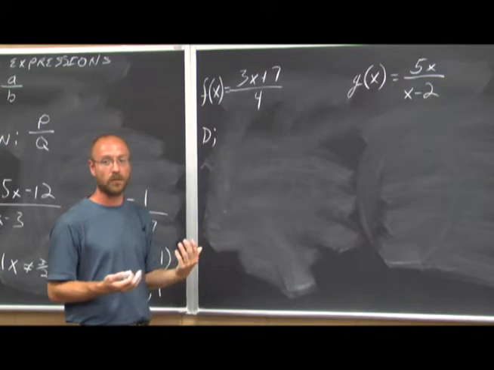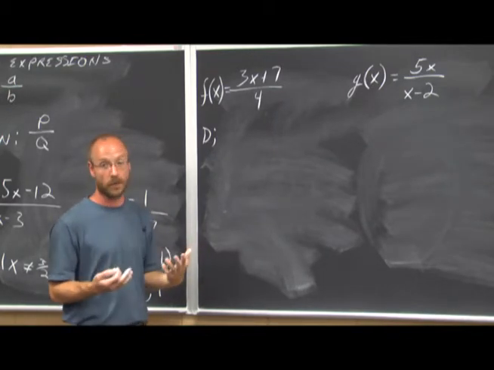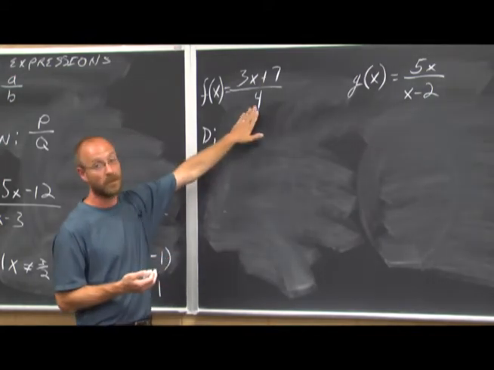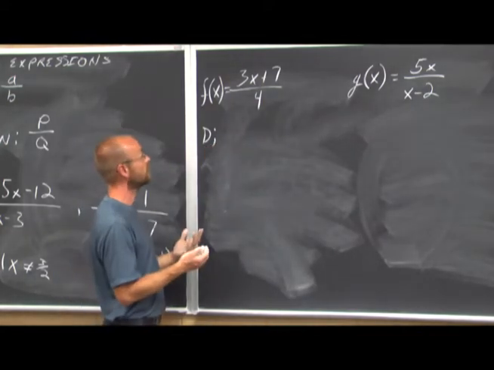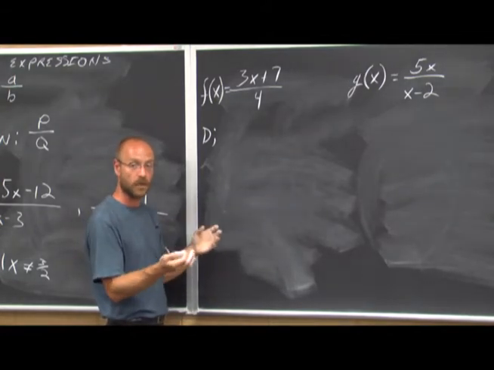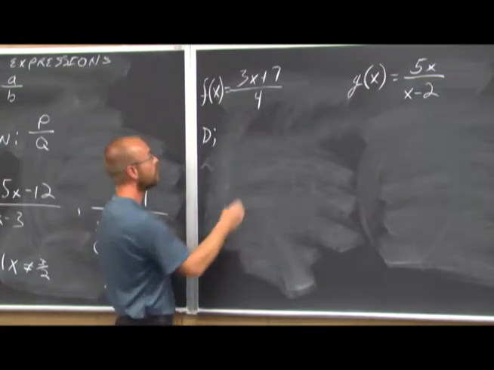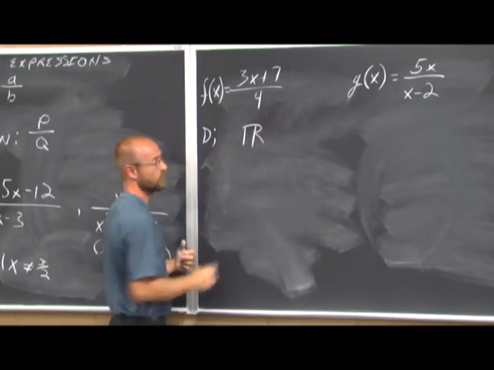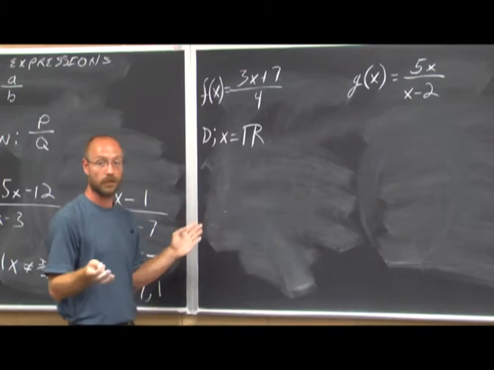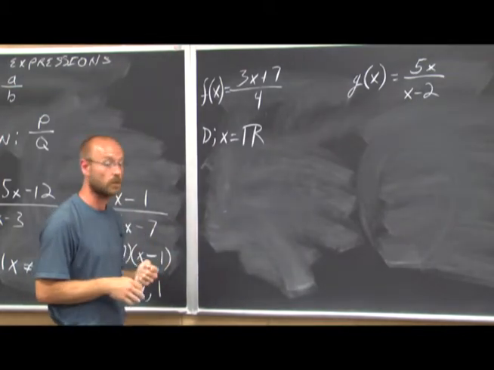Well, what does that make my domain? It makes my domain all real numbers. There is no value of x that makes me divide by 0 in this case, because the only thing in my denominator is a 4. So I can say x such that x is all real numbers. I could write it in interval notation, -infinity to infinity. Or I can use this symbol, which means all real numbers. I can say x is all real numbers. There's nothing we need to exclude.